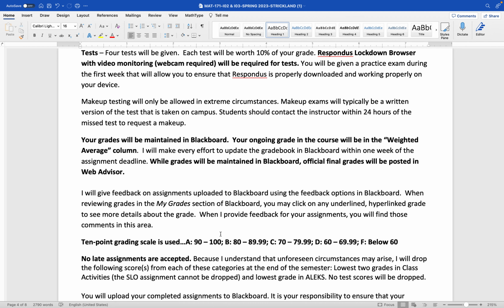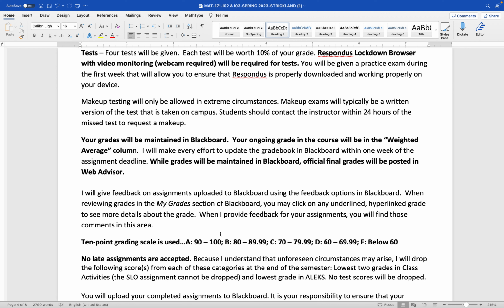While grades will be maintained in Blackboard, official final grades will be posted in WebAdvisor. And in this particular case, I will give feedback. For assignments uploaded to Blackboard, when reviewing grades in the My Grades section of Blackboard, you may click on any underlined hyperlink grade to see more details about the grade.